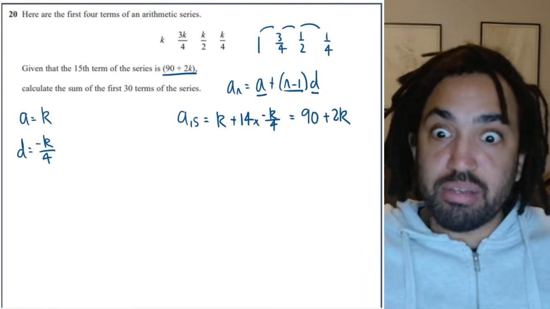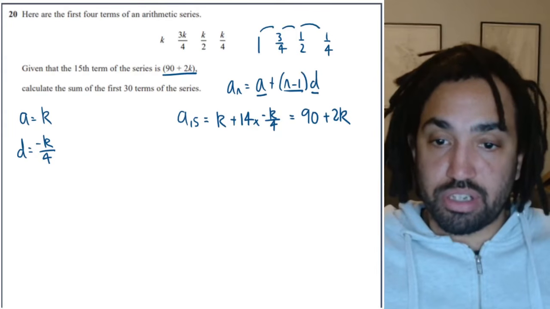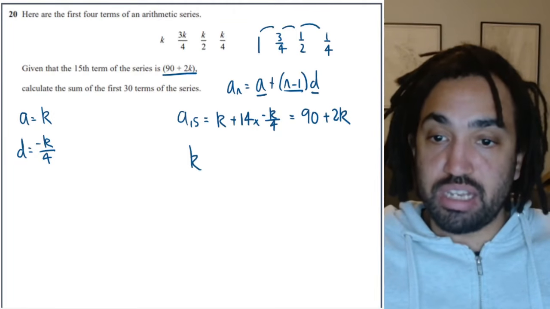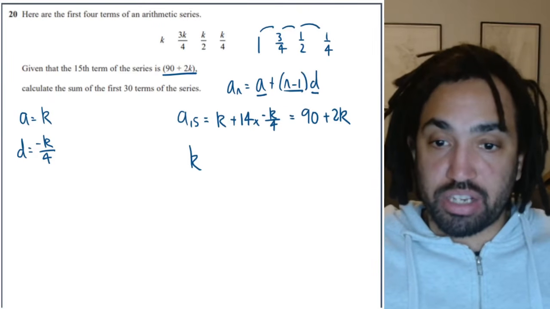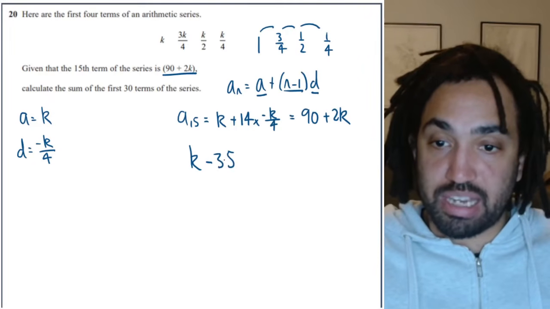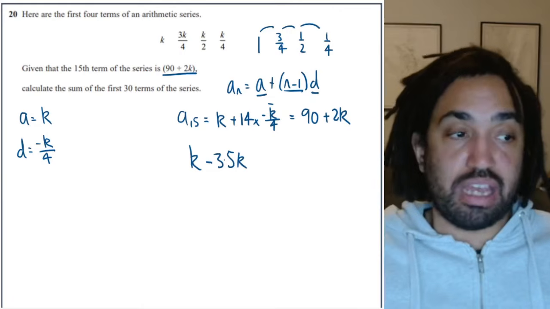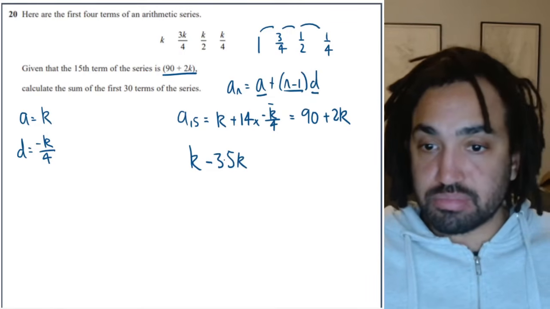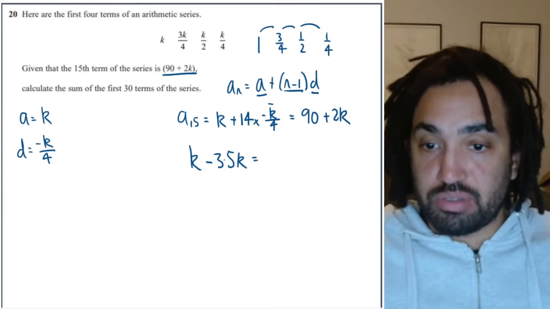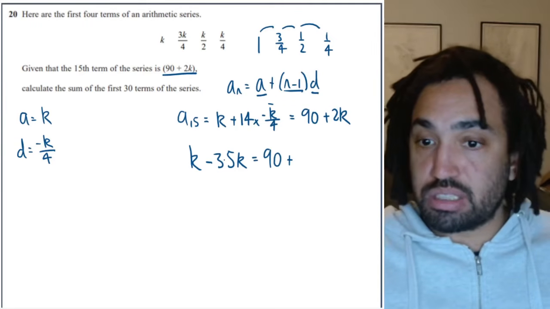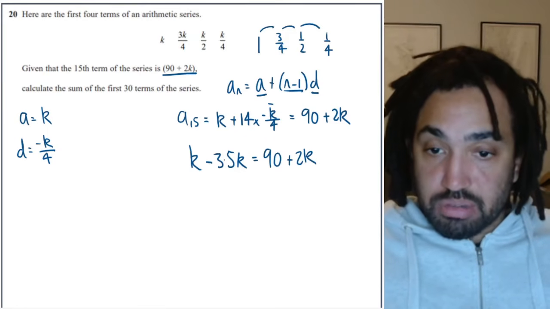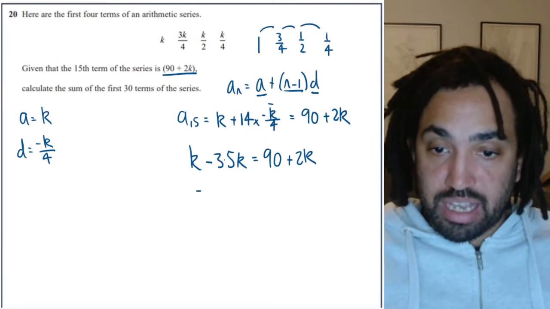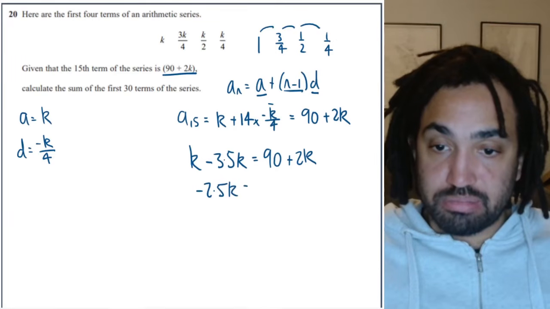Okay, looks a bit messy, but we can tidy this up. The first thing I'm going to do is I'm going to times 14 by negative a quarter, and that's going to give me minus 3.5. So this is minus 3.5, and we're timesing by this k here as well. So k minus 3.5k. Okay, what's next? We've got 90, and we've got plus 2k on this side. Okay, let's tidy up the left side. We've got k minus 3.5k, which is minus 2.5k.